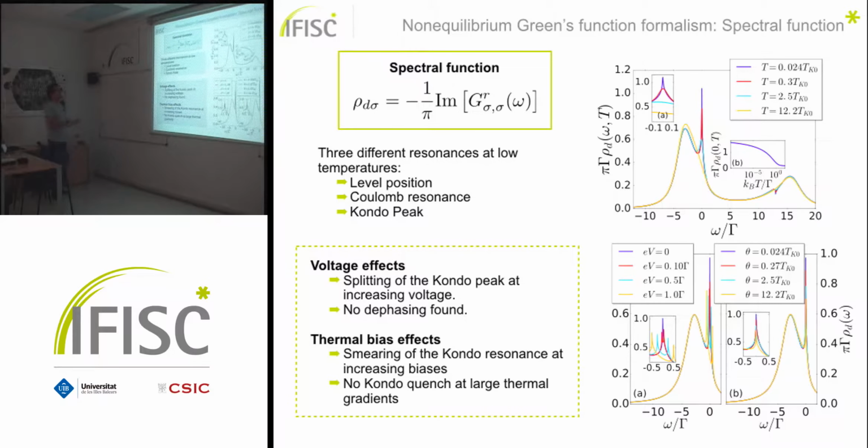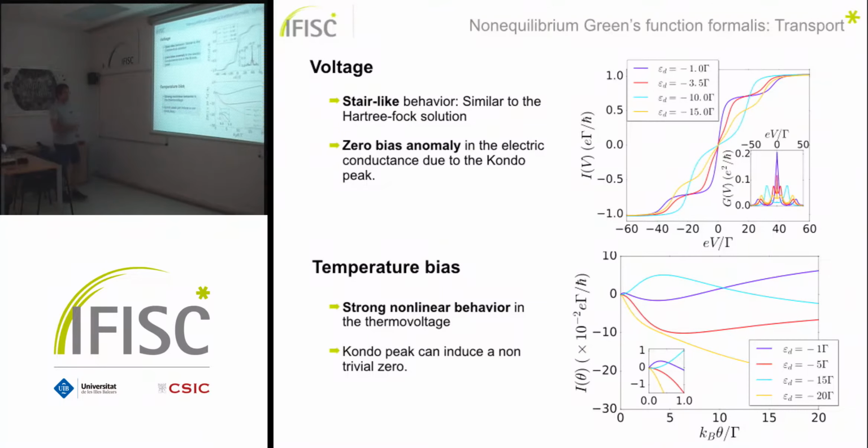Okay, let's go to the transport. With the voltage, we have a peak at 0 voltage in the electrical conductance. This is a signature of the Kondo effect, basically. And then we have the temperature bias effects. We find strong nonlinear behavior in the thermocurrent, but also in the thermovoltage, even with two non-trivial zeros. Well, in previous works we have shown that we can find one non-trivial zero, but the difference is that the Kondo peak can induce another one.